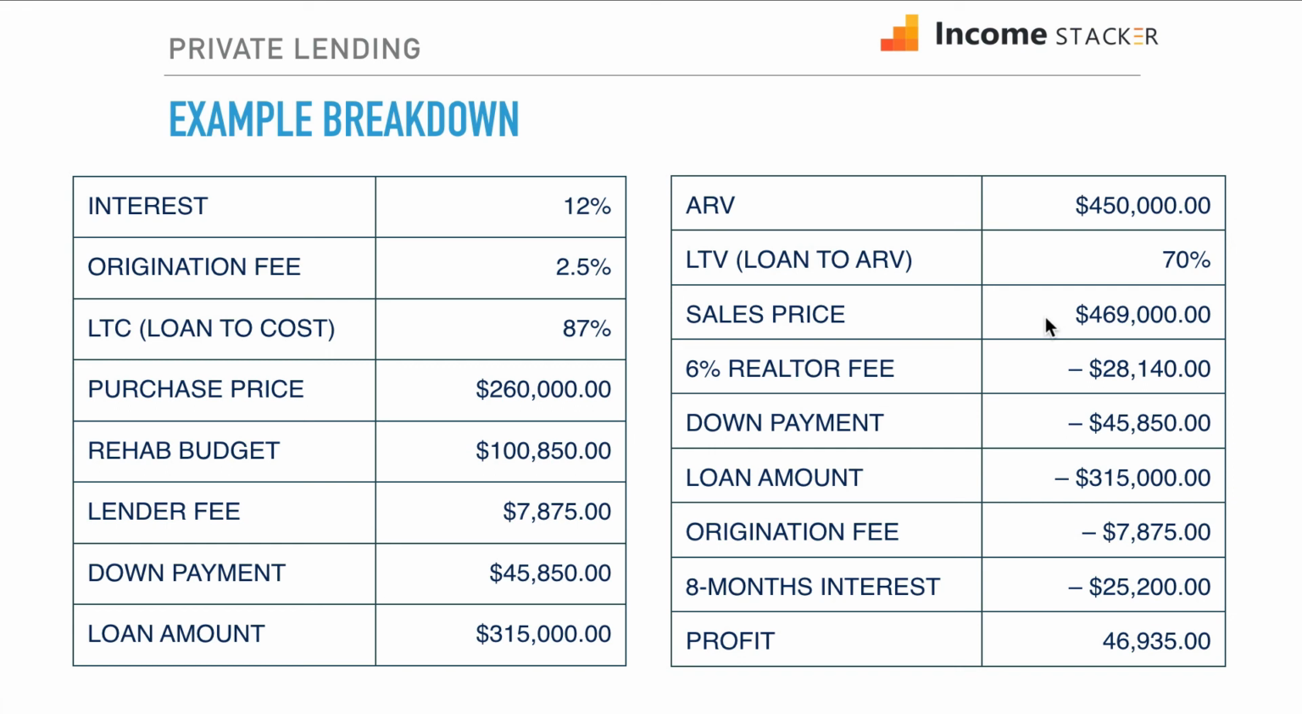So let's say this particular rehabber does a really nice job. They sell the property for $469,000, which is over the appraisal, the after repaired value that they came with. They pay out the 6% realty fee. They have to pay out the down payment. They have to pay the loan back, right? They have to pay the origination fee and 8 months of interest. And they profit a hefty $47,000. However, you as the private lender make a little over $33,000.